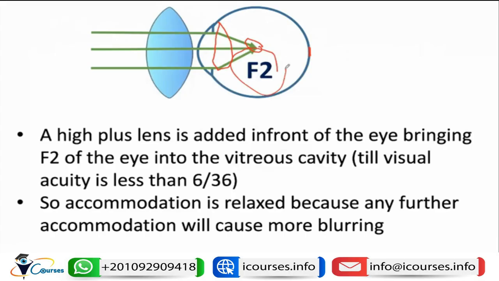So what happens next? If the focus of the image is in the vitreous, then it will be blurred, and the patient will not use his accommodation, because if he uses his accommodation, this will bring the F2 even closer to the lens instead of further toward the retina. By this way, we ensure that the patient is not using his accommodation, and the accommodation will be completely relaxed. So we use a high plus lens in front of the eye to bring the F2 of the eye into the vitreous cavity until the visual acuity is less than 6/36.